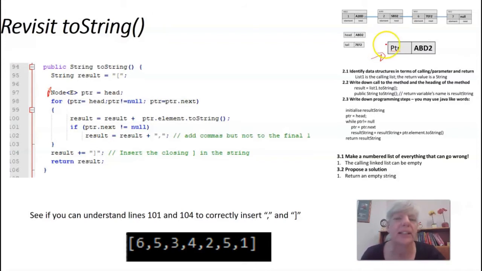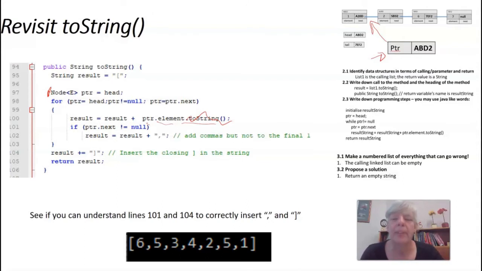So pointer starts at head. At first the pointer will look at the first one, and if you say pointer dot element dot toString, that's such a cool line. You could have omitted the toString, it would still have worked. It would have called it implicitly, but I think it's important at the beginning to have it there.